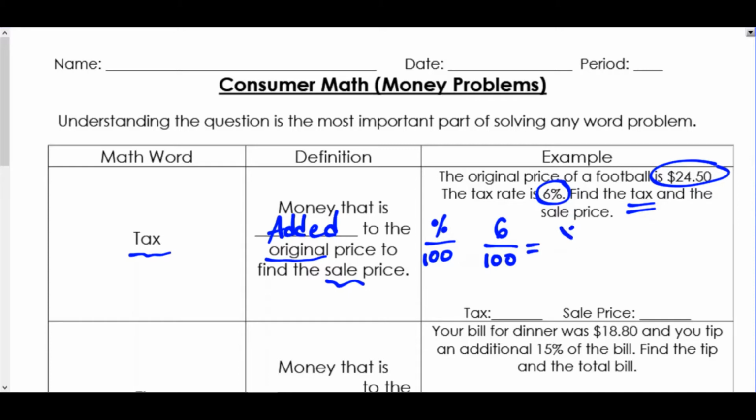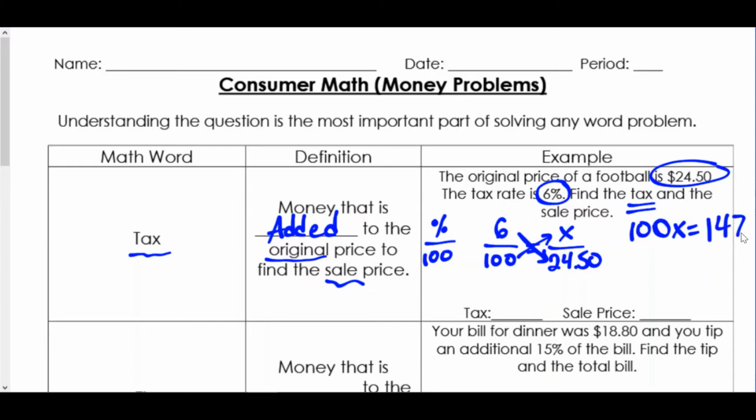So we don't know the number on top yet, the number that goes along with that 6%, but we know the total amount, the original price, is $24.50. So now we're going to cross multiply. We want to solve for this x, so we're going to multiply 100 times x. That gives us 100x on one side, and 6 times 24.5, which is 147.